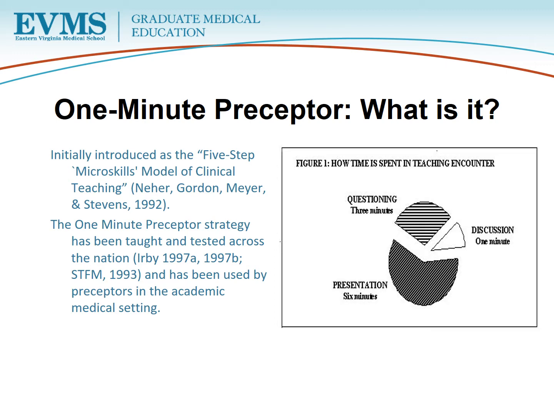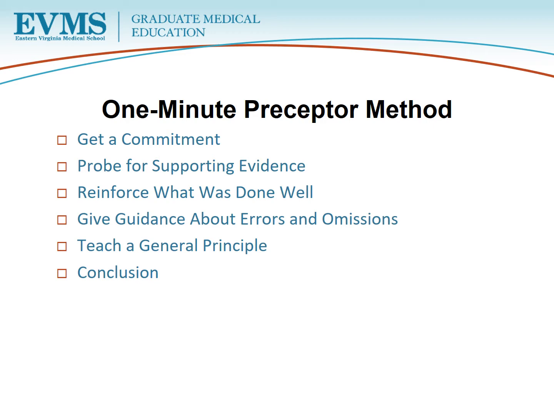succinct manner. The 1-minute preceptor method involves 6 steps: getting a commitment from the learner, probing the learner for supporting evidence, reinforcing the learner on what was done well, giving some guidance about errors and omissions, the faculty teaching a general principle, and lastly, concluding the session.